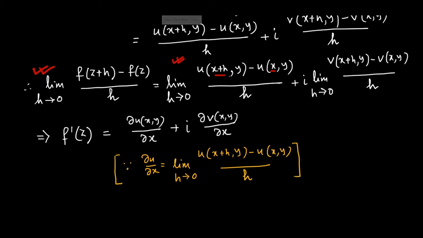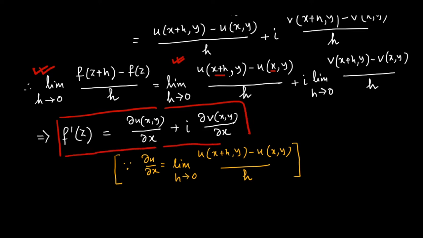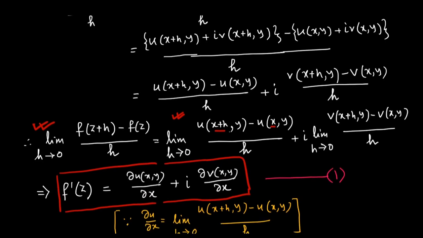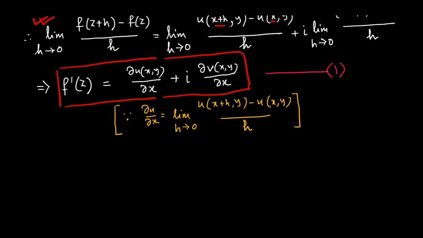So we got that f'(z), if f(z) is analytic and when h approaches 0 through the real axis, then f'(z) is equal to this. Let us consider this as my equation number 1. So case 1, when h approaches 0 through the real axis, we have seen that f'(z) can be written as del u del x plus i del v del x.